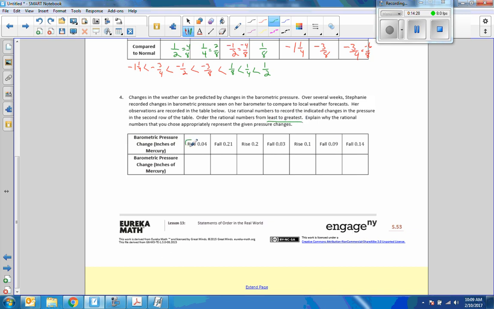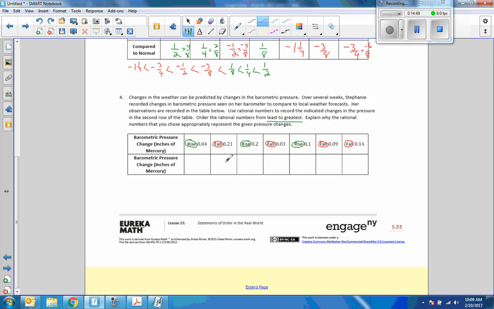Okay, so I'm going to focus on the words here. Rise, positive, rise, positive, rise, positive. Fall is negative. Decreased. The barometric pressure fell. Decreased. Okay, so we want to order least to greatest, so let's focus on red first.